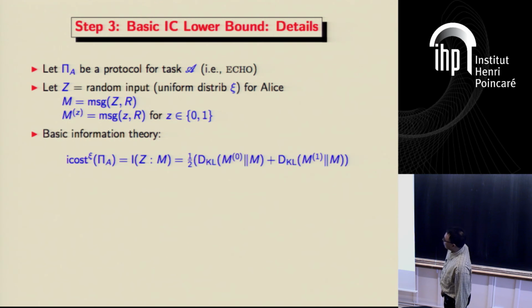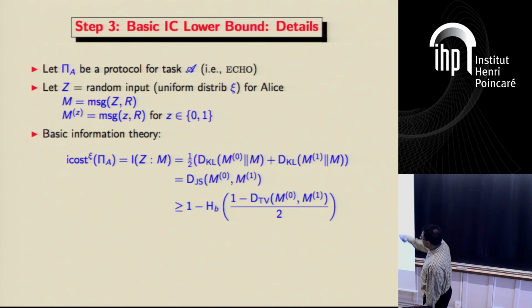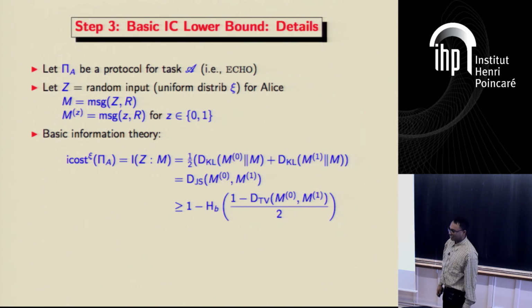Okay, fine. So by basic information theory, you can work out exactly what the mutual information is in this case, and it is this. It's the average of the following two KL divergences: the message distribution on input 0 relative to the message distribution on a random input, and the distribution on input 1 relative to random input. So this average is exactly the Jensen-Shannon divergence between M0 and M1. That's the definition of JS divergence.